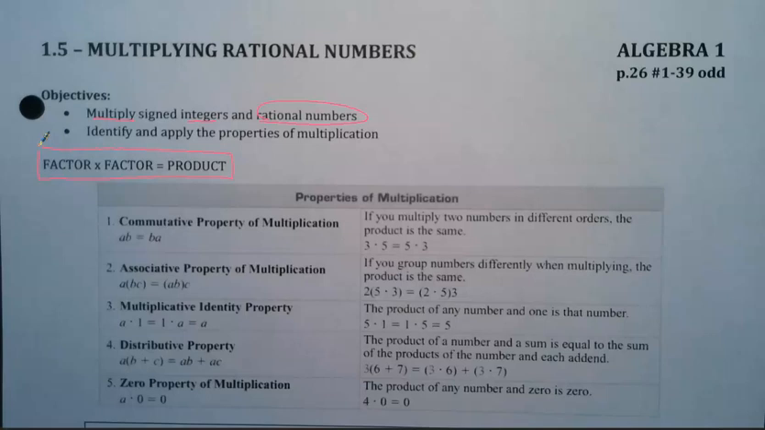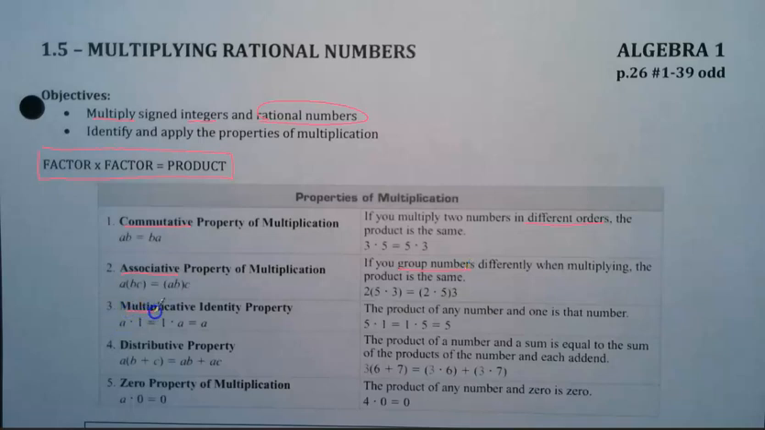So the first one, we have the commutative property of multiplication. Okay, and that is just like we multiply numbers in different orders. We can multiply two numbers in different orders. The product is the same. The associative property of multiplication gets at where we group our numbers. So we can group our numbers differently, but again, the product or the solution is the same.